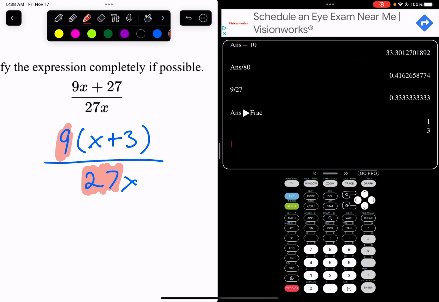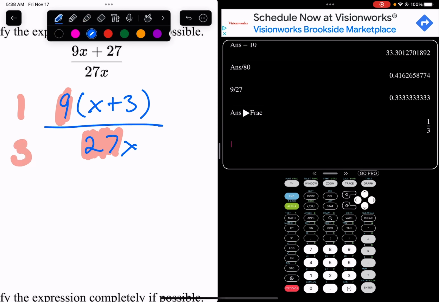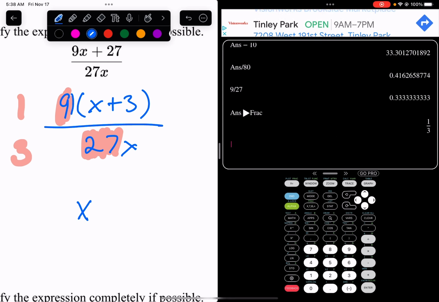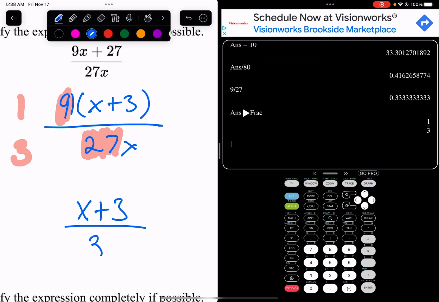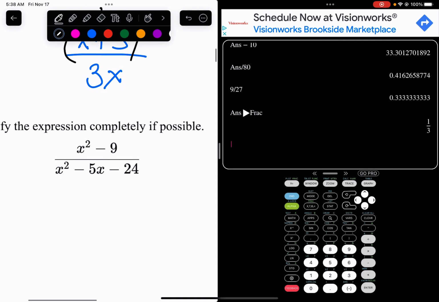We can then turn that decimal into a fraction, which is 1/3, which means we would have a 1 on top and a 3 on the bottom. Since it's just going to be 1 times x plus 3, we don't have to put that 1 there. So it's just going to be x plus 3. The 27 turns into a 3, and we have an x on the bottom. Now, again, we cannot cancel this 3 and this 3 because this one here is being added. You have to cancel the factors themselves.